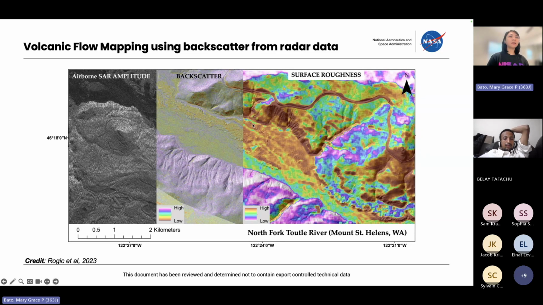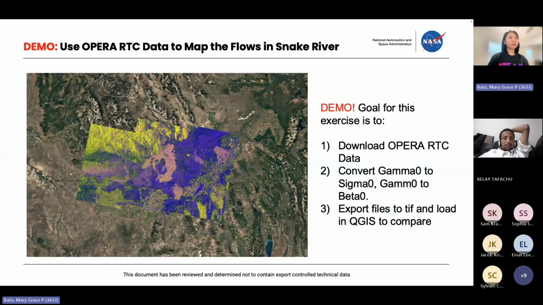In this case, I think this is a debris avalanche deposit, and this greenish area here were lahar flows. So these are a couple of applications where you could use the backscatter data from radar for volcanic applications. I have this demo here for RTC using OPERA data, but I don't think we have time to run through the IPython notebook at this point.